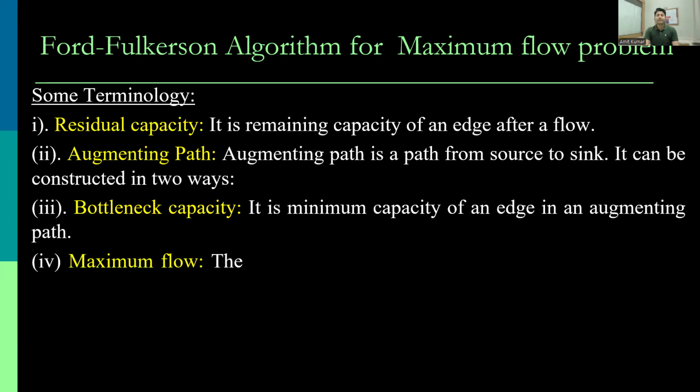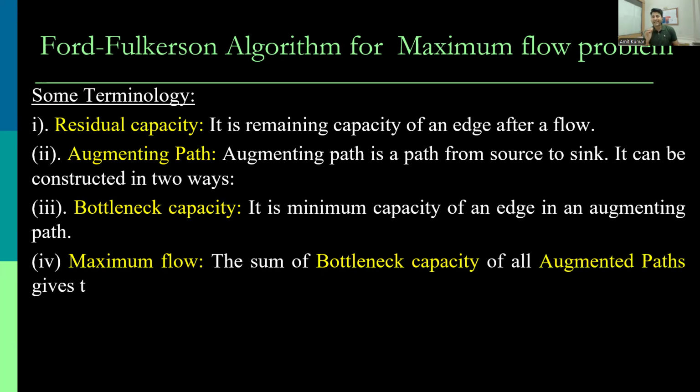The last thing is the maximum flow. If in a graph we find n augmented paths, then the sum of the bottleneck capacities of all those augmented paths is called the maximum flow in the given problem. So these are the 3 to 4 things that we are supposed to remember: the carrying capacity of an edge, the augmented path, the residual capacity, and the bottleneck capacity.